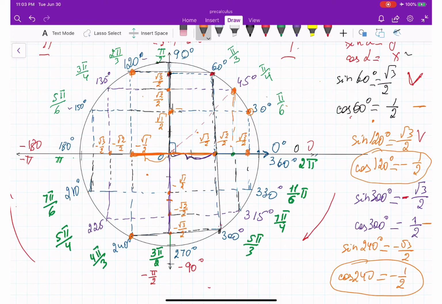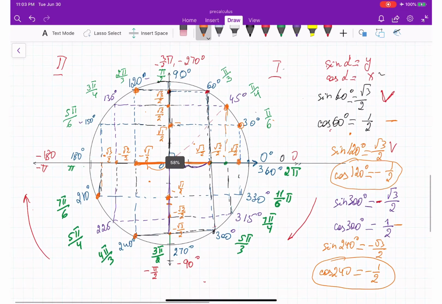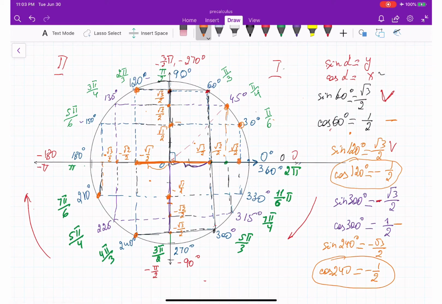Sine of 210 degrees, here it is, negative 1/2. Cosine of 210 degrees is going to be negative square root 3 over 2. That's all. You don't need to memorize anything. Once you build all this, it's easy to use.